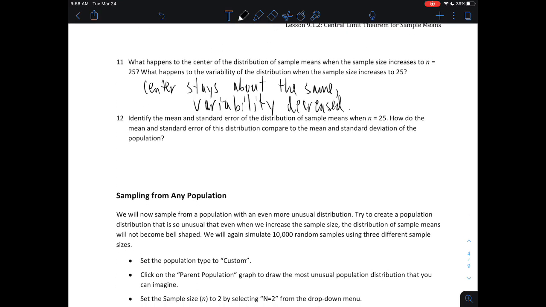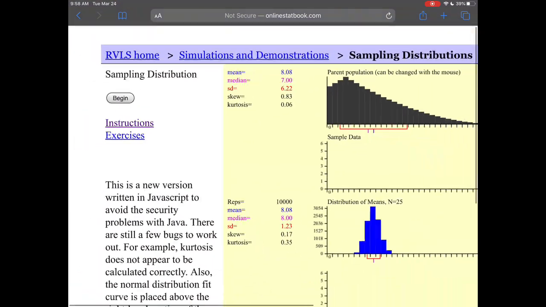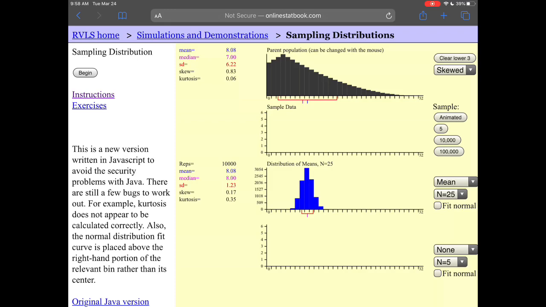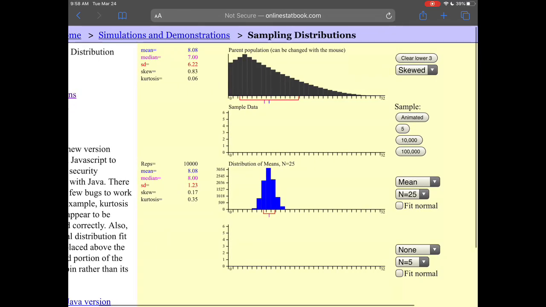Number 12, identify the mean and standard error of the distribution of sample means when n is equal to 25. How do the mean and standard error of this distribution compare to the mean and standard deviation of the population? So first of all, we just left off with the mean was 8.08. And let's go back to our graph and see how that compares. First of all, notice that the mean for our parent population up at the top of the screen says 8.08, and the mean that we have for our distribution of means, that's also 8.08. So the mean is the same.